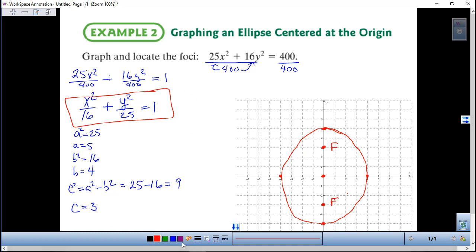All right, so when we list everything out, we need to list all our points. So let's look at the major vertices. They are at 0, 5 and 0, negative 5, so 0 comma plus or minus 5. And minor vertices are going to equal 4, 0, and negative 4, 0. So plus or minus 4, comma 0. And then your foci are going to be up 3 and down 3, so you're going to have 0 comma plus or minus 3.